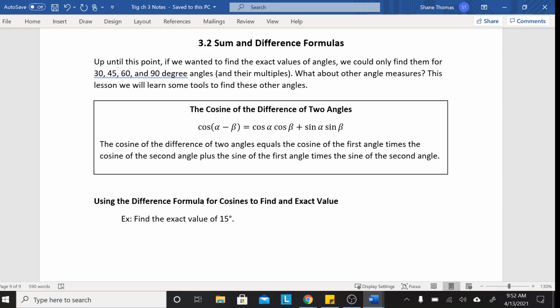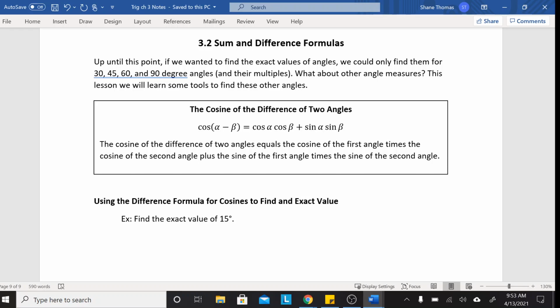So there's a whole bunch of other measures, though, too. What about the other angle measures? That only covers our main ones here. There's intermediate ones, other ones that we don't touch. What about 15 degrees? We don't know how to figure that out. The only thing we know how to do is punch it in the calculator. So if we want to find the exact value of something like that, we could use something called the cosine of the difference of two angles.